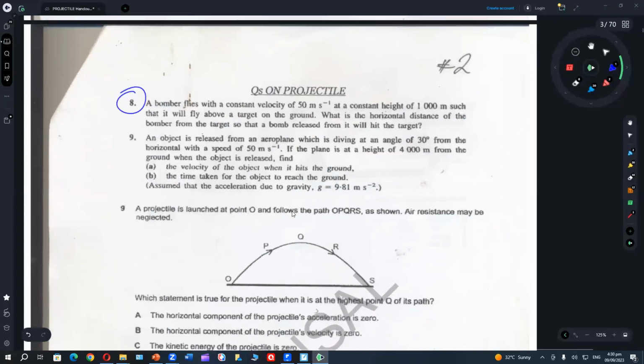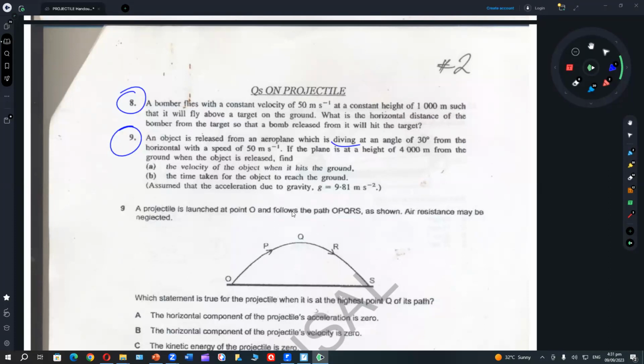Now look at the second question, question number 9. An object is released from an aeroplane which is diving at an angle of 30. The previous case was thrown horizontally, it was a horizontal launch. Now this is from an aeroplane which is diving at an angle of 30 from the horizontal with a speed of 50. If the plane is at a height of 4,000 meters from the ground when the object is released, find the velocity of the object when it hits the ground.